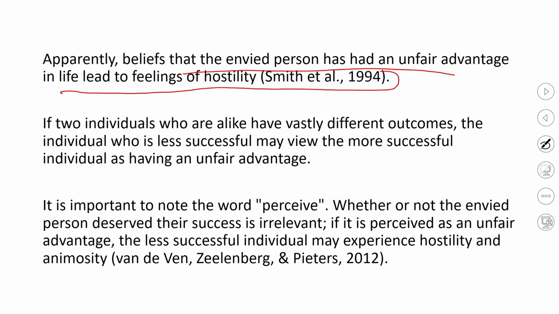It is important to note the word perceive here. All the time in psychology, perception and thought processes are more important than the actuality. In actuality, that person might have done a lot of hard work and achieved something, but the other person may perceive that he has got some unfair advantages, that somebody has helped or supported him unfairly. Whether or not the envied person deserves their success is irrelevant. What is actually happening is irrelevant; it is their perception that is more important. If it is perceived as an unfair advantage, the less successful individual may experience hostility and animosity.